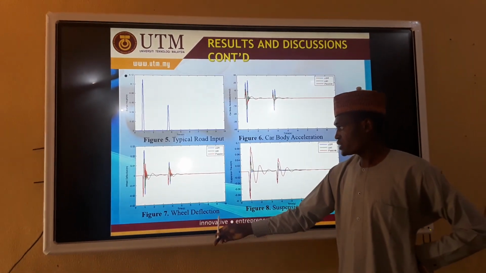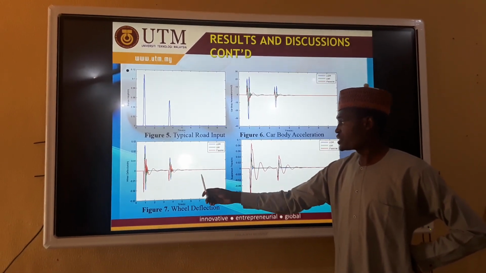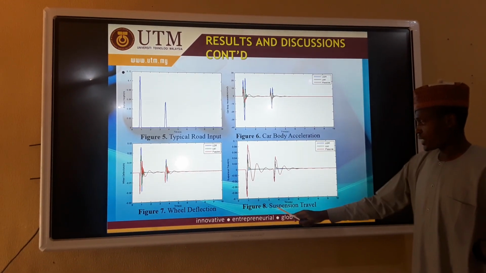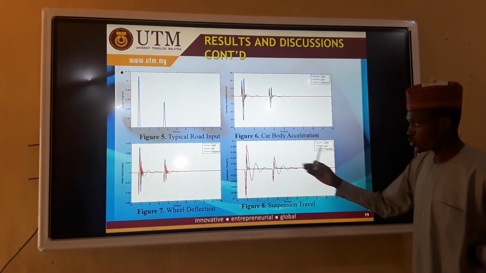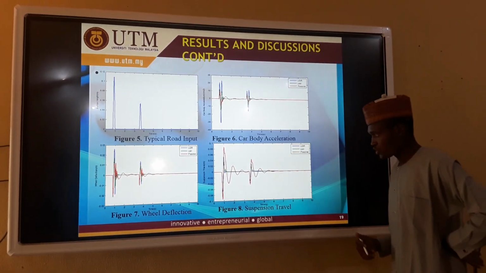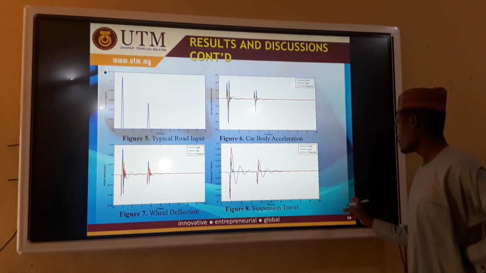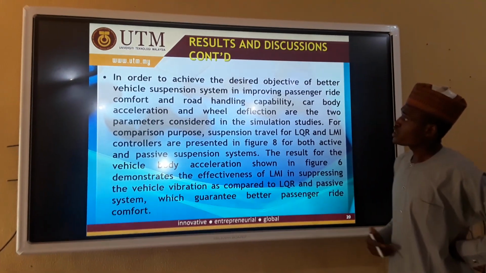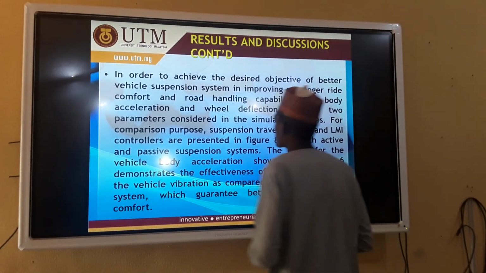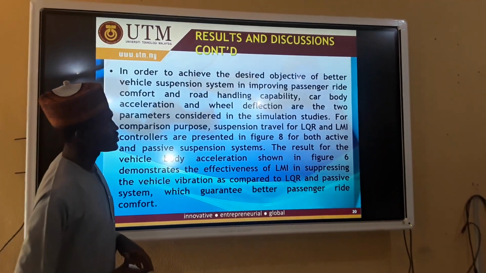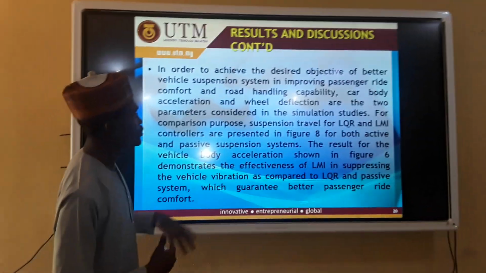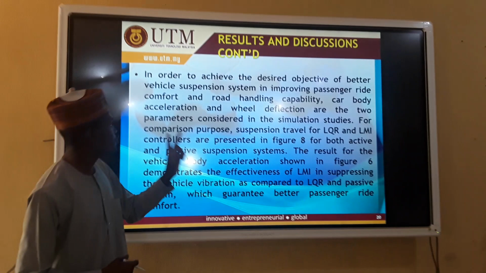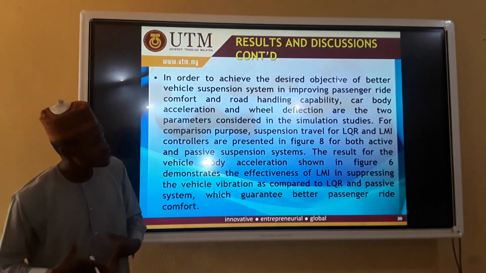Figure 7 shows the wheel deflection, with the same pattern as figure 6, and in figure 8 the result for the suspension travel is also shown, where the LMI performs significantly better. In order to achieve the desired objective of a better vehicle suspension system, improving passenger ride comfort and road handling capability, car body acceleration and wheel deflection are the two parameters considered in the simulation studies.